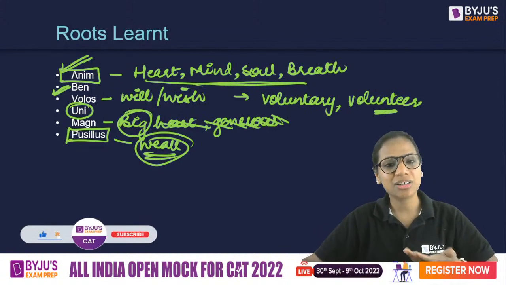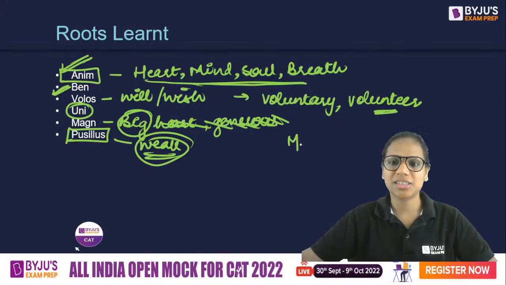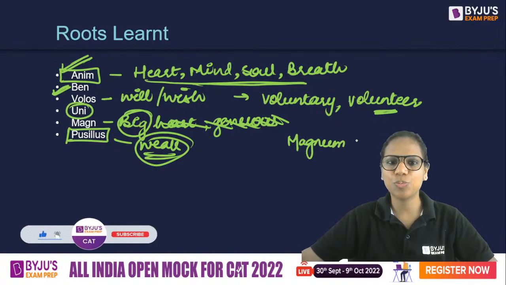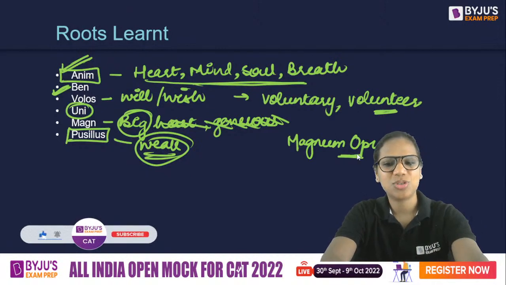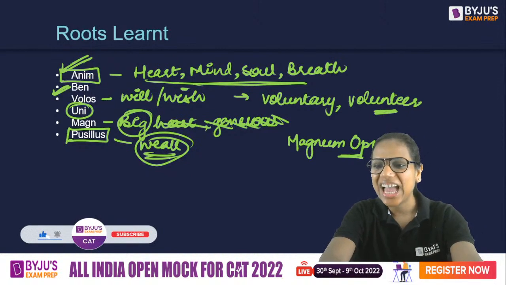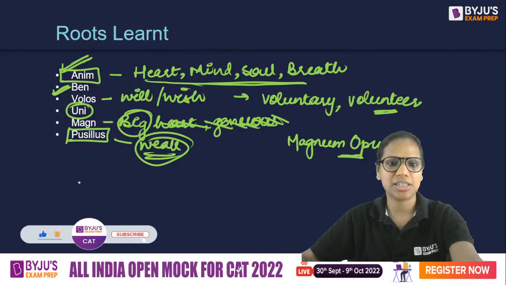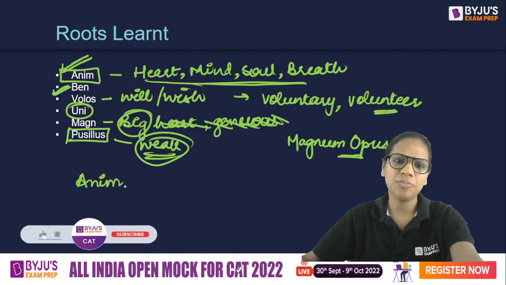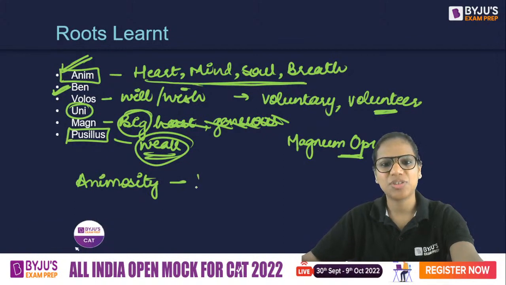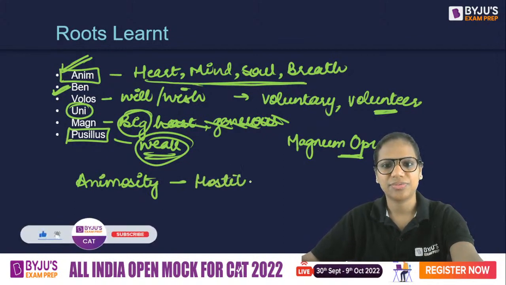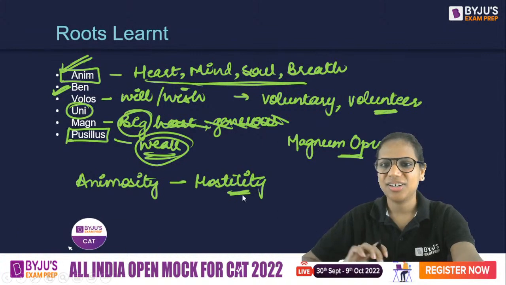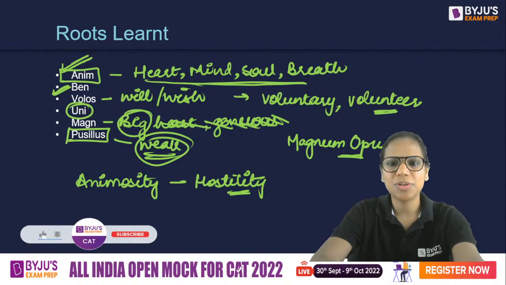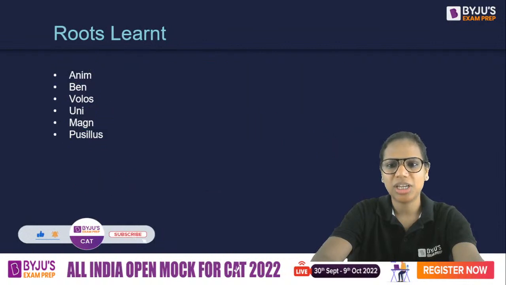Magn, which means big. Okay. Magnum Opus. Who will tell me the meaning of Magnum Opus? So words keep coming and I keep telling them. Yes. Animosity means hostility. Yes. It's a related word to anim. Animosity is hostility. Absolutely. All right. Magnum Opus, you have to tell me the meaning. Waiting for you.